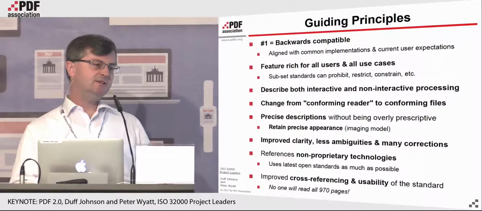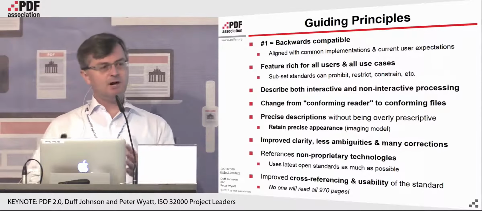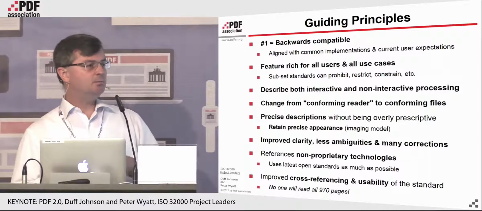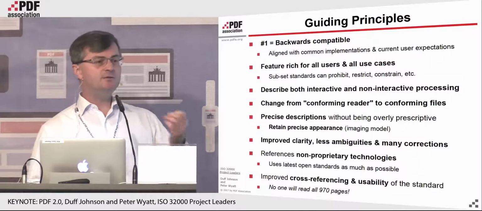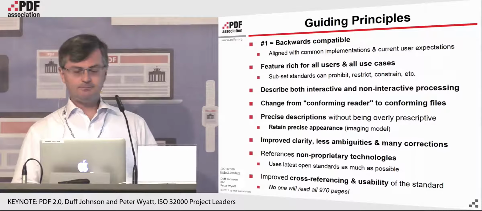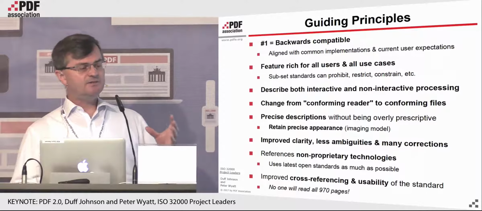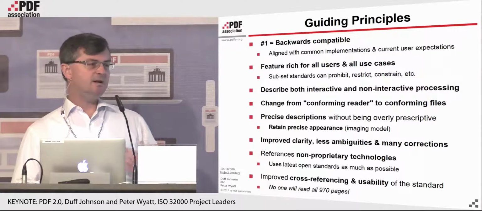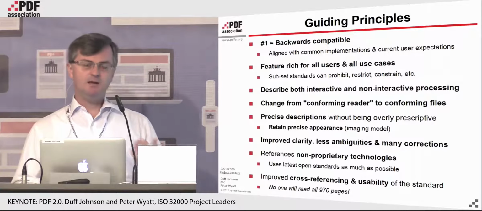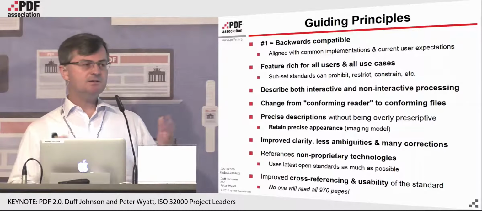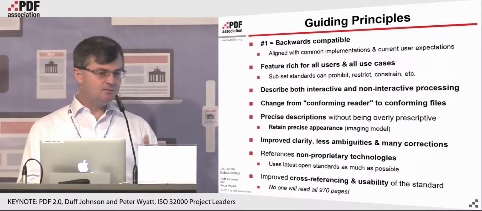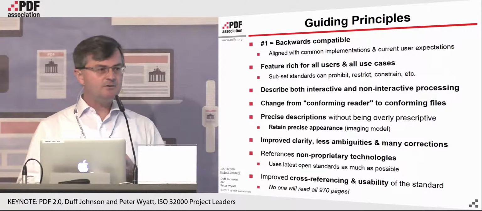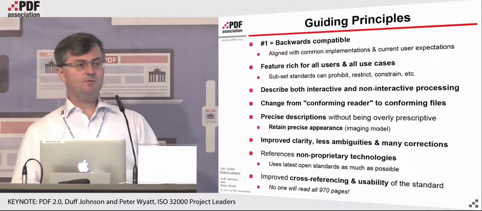This is not a subset standard focusing only on print or archiving or engineering. It has to support all the use cases, and you will see some new features specifically for some new users out there. Now, the way that the standards typically work is that the subset standards, PDF/X, PDF/E, PDF/A and PDF/UA, can take this base spec and then they can prohibit something, they can restrict it to a limited range of values, they can constrain it, they can even add extra stuff, as you would appreciate.